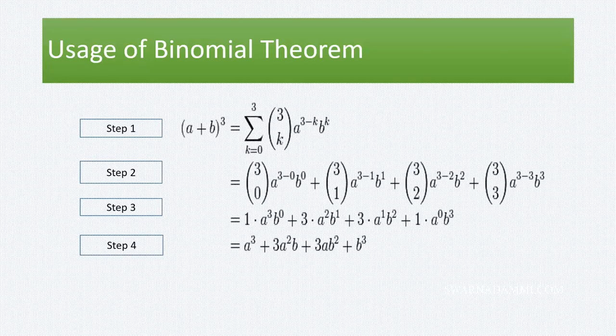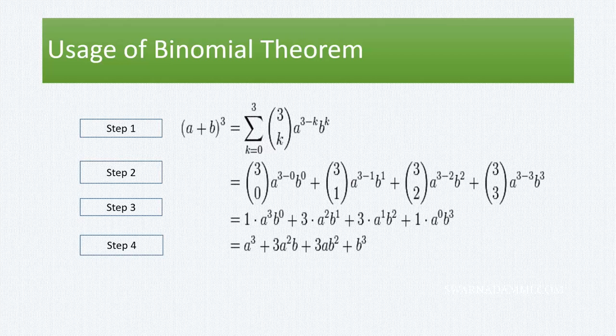In step 3, further we have simplified the expansion of the binomial using the binomial theorem. We'll see what we have done. Step 3, 1 multiplied by a to the power 3 b to the power 0 plus 3 multiplied by a squared b to the power 1 plus 3 multiplied by a to the power 1 b squared plus 1 multiplied by a to the power 0 b to the power 3.